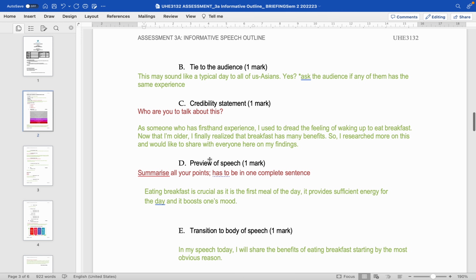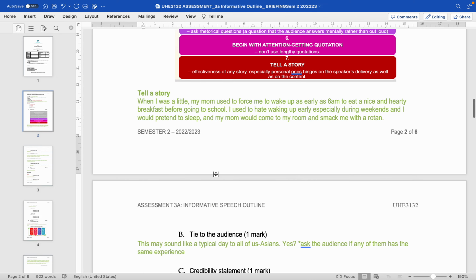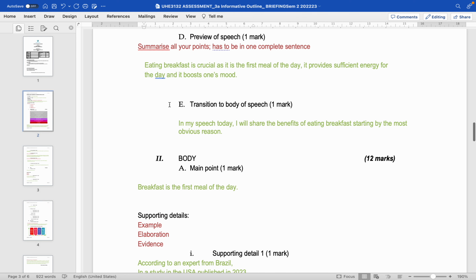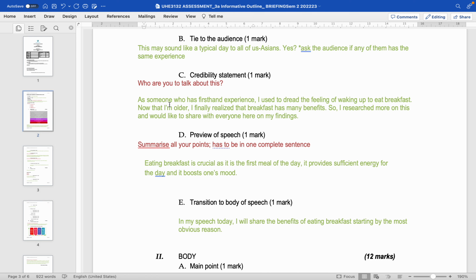Finally, preview of speech. Guys, preview of speech is literally like the central idea. It's the same thing. You need to summarize what you're going to talk about. So you can say, in my speech today, I will be talking about why breakfast is crucial for us, because it is the first meal of the day, it provides sufficient energy, and it boosts one's mood. So your preview of speech has to summarize all 3 points that you have in your speech, and it has to be written in one complete sentence as well.